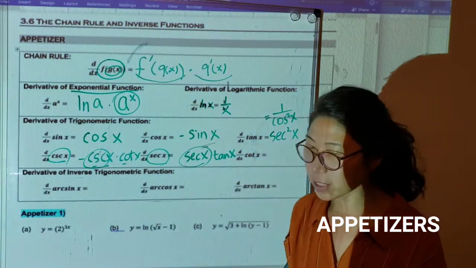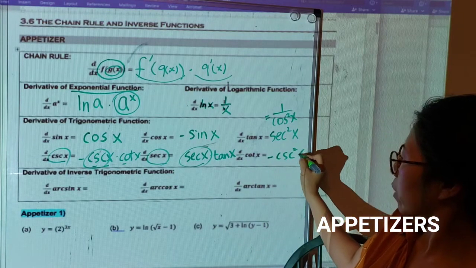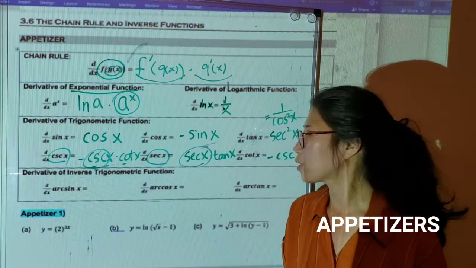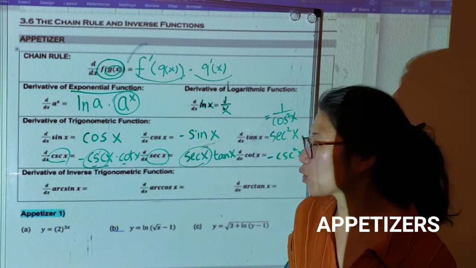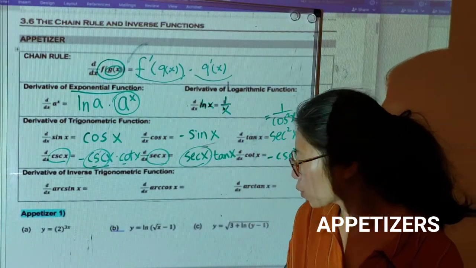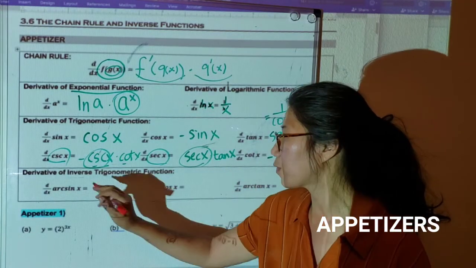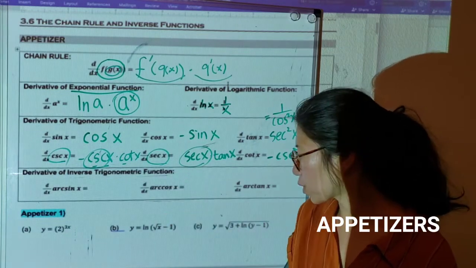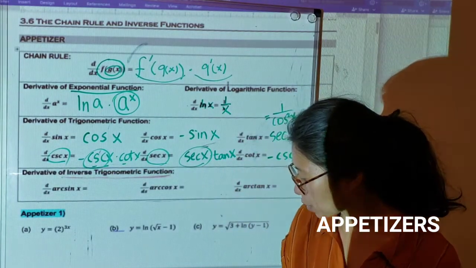And the cotangent derivative is negative cosecant squared x. So that's the derivative of cotangent. Try to recall these because they matter for integrals in the future. Today I'm going to show you the new derivatives of those three inverse trig functions. So what will be the derivative of an inverse trig function?